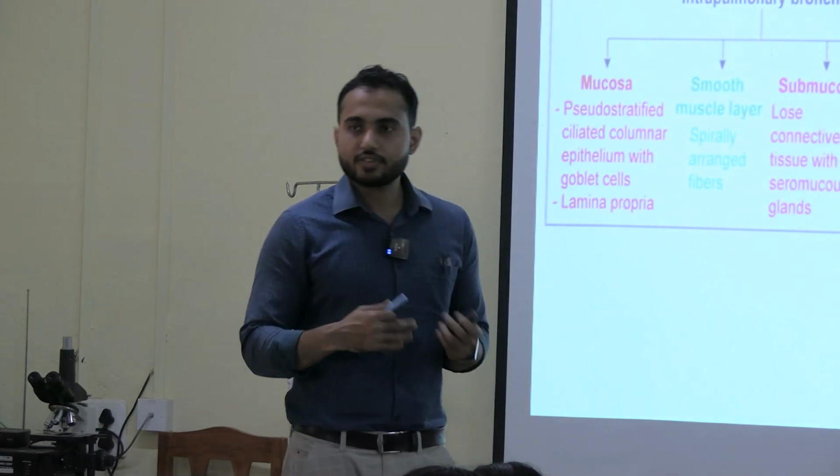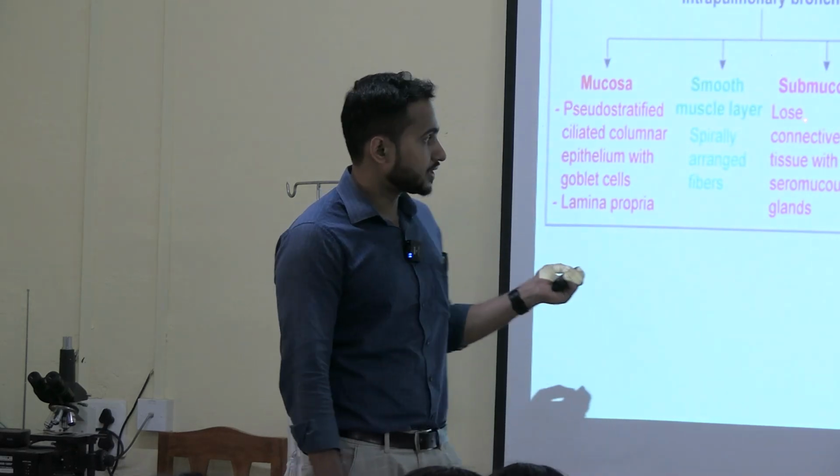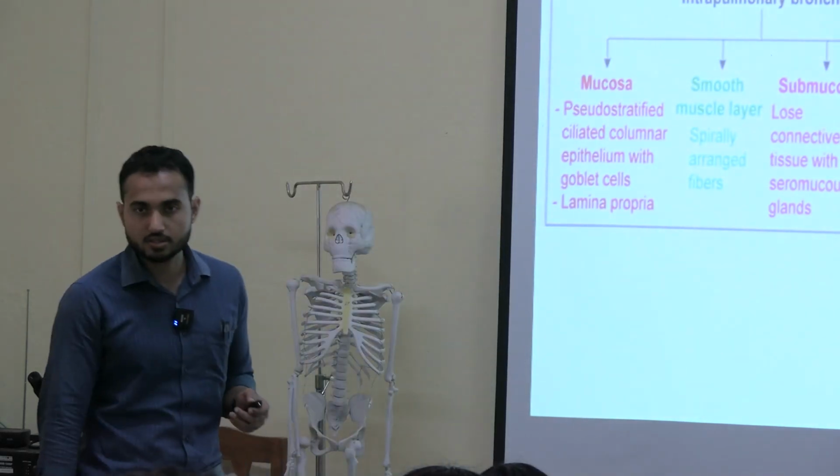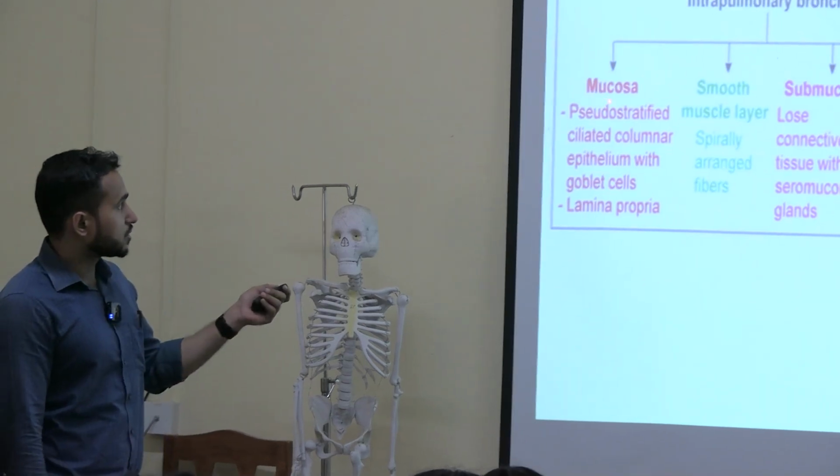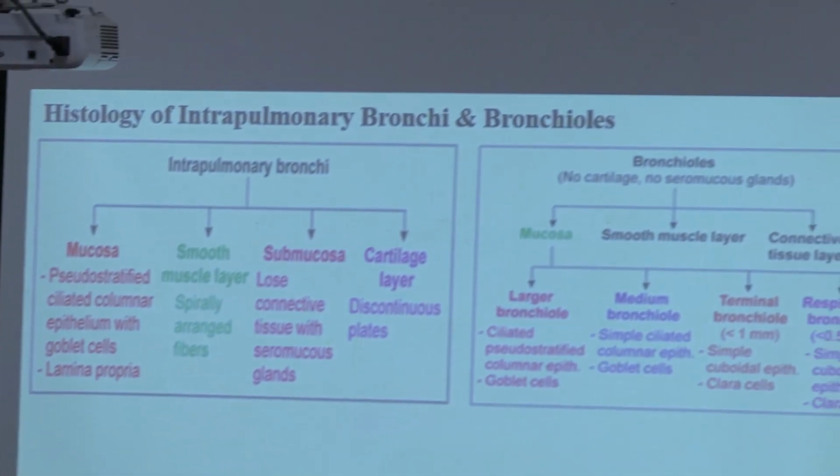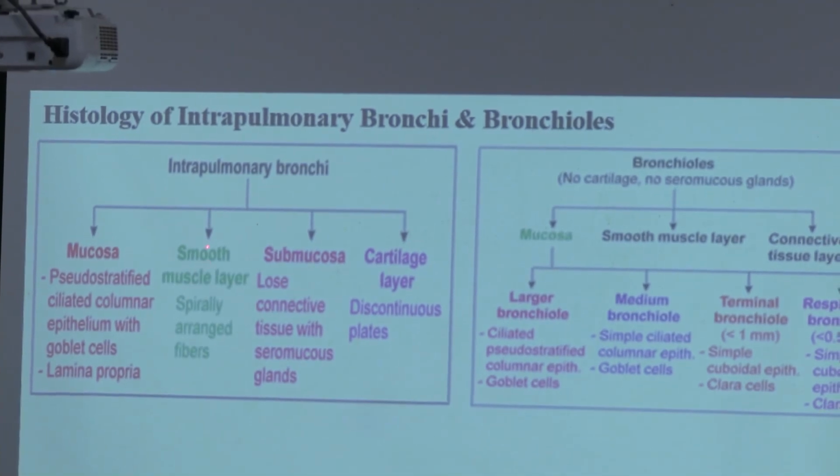Now if you see the differences between the trachea and the intrapulmonary bronchus, what do you think? What are the differences? First, mucosa is there. After mucosa, see, one thing is added, that is the smooth muscle layer.